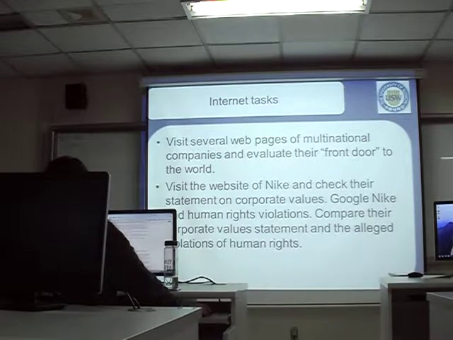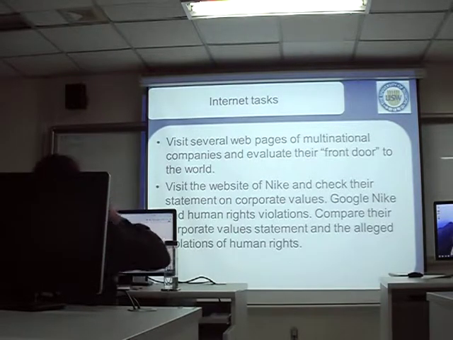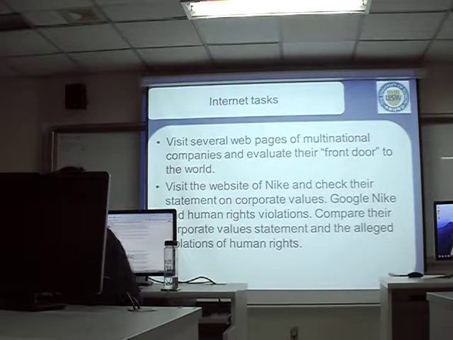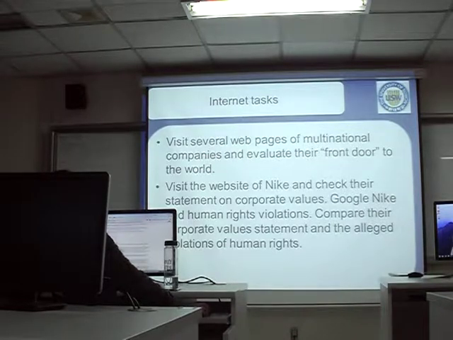Look at some different countries. Is the layout the same, or did they change the layout for another country, or is it just the same, just with the language different? Do they have different kinds of advertising for different countries or different areas?